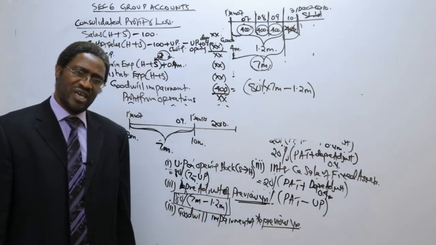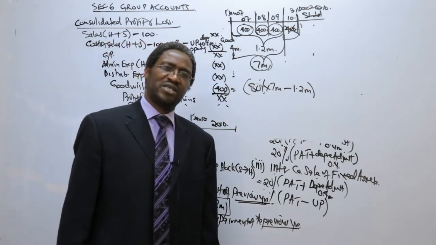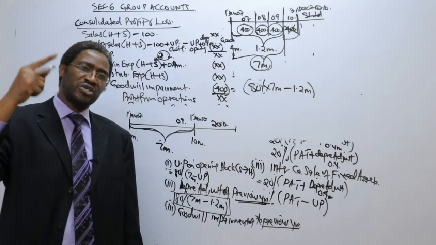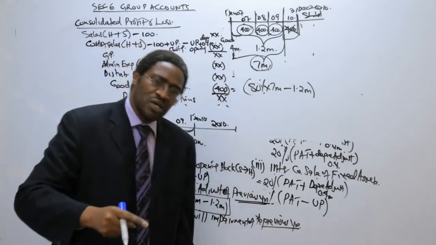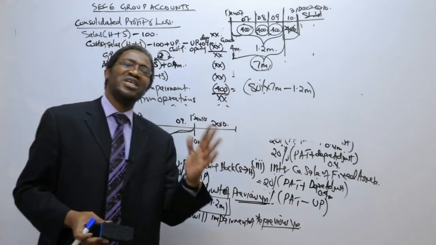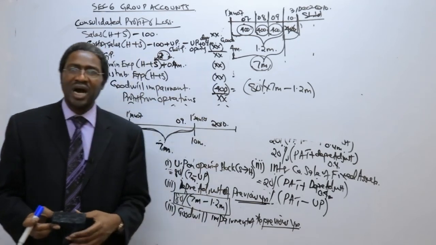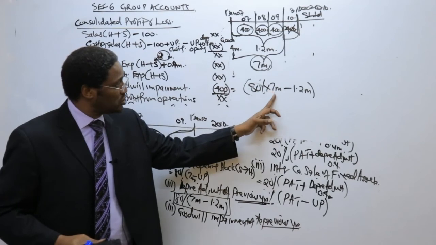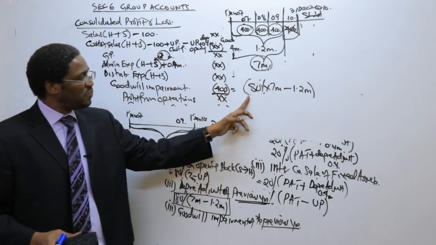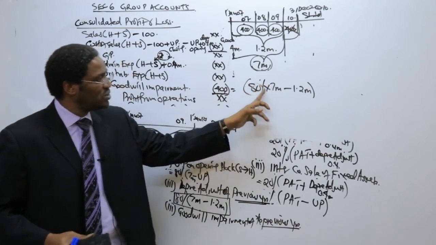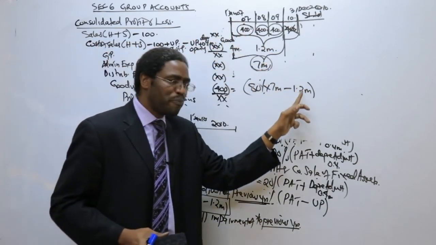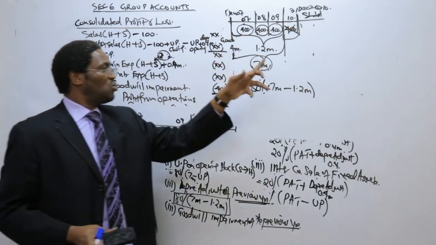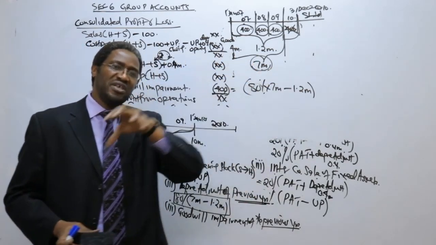You don't subject, that's the point I'm trying to say, you don't subject the 1.2 million to 80%. That's what I'm hoping you're getting. You don't subject 1.2 million to 80%. Why? Because goodwill on its own is already at 80%. So first you get 80% of the post-acquisition trade profit brought down. Once you get the 80% of the post-acquisition trade profit brought down, then you less the goodwill impairment of the previous years.